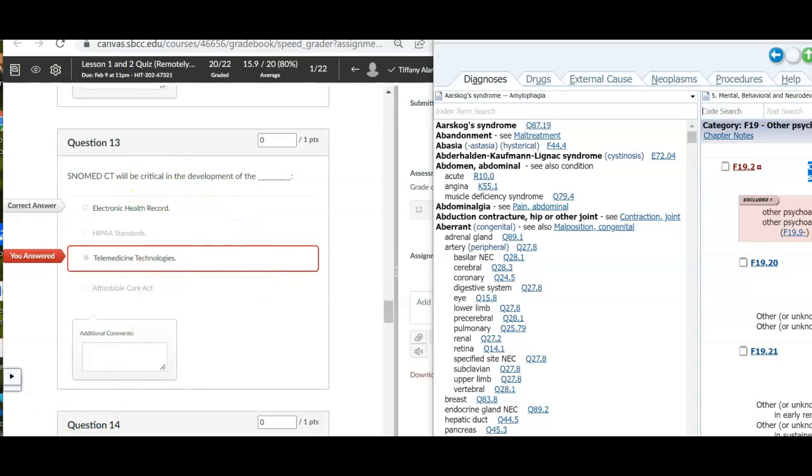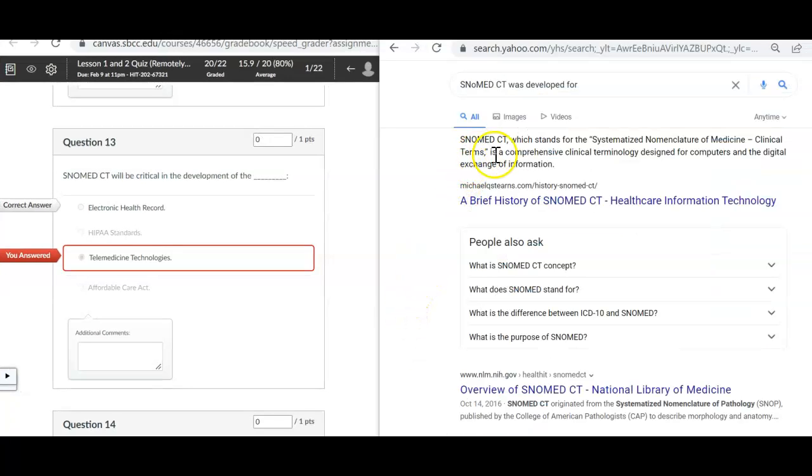SNOMED CT will be critical in the development of the electronic health record. So this right here is a good definition. SNOMED CT was designed for computers and the digital exchange of information. I'm not saying that telemedicine didn't come further down the line, but initially it was the electronic health record.